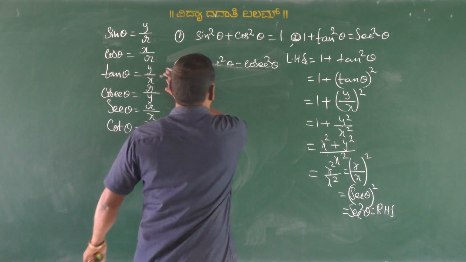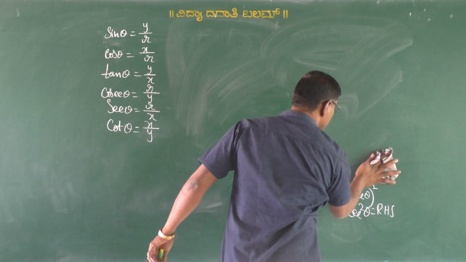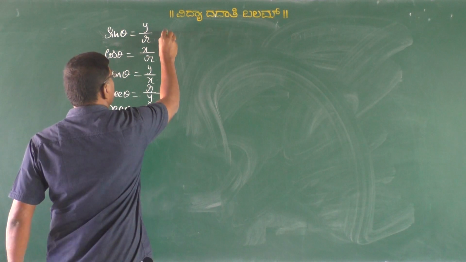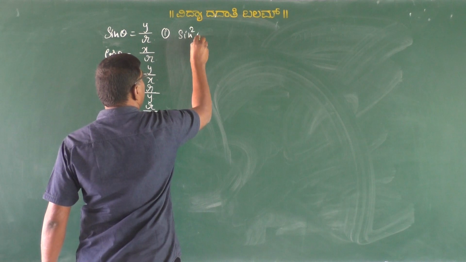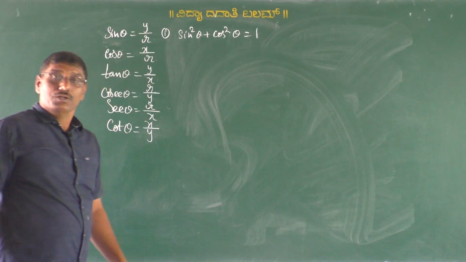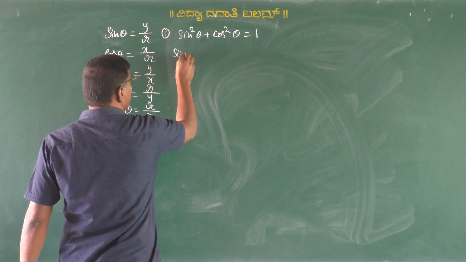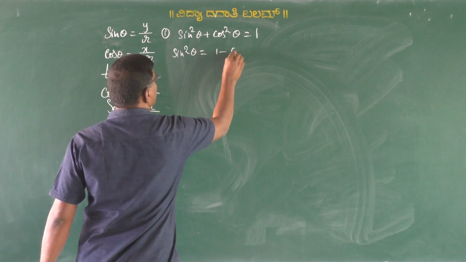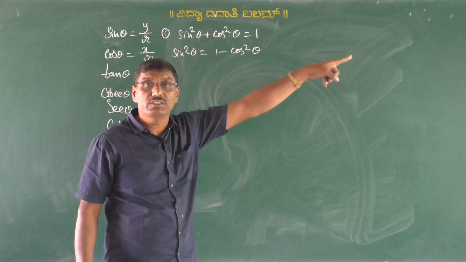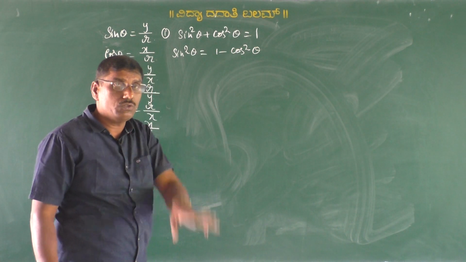Now, we can derive a number of identity formulae from these three formulae. How? See here, one by one. The first one, my dear students, sin square theta plus cos square theta is equal to 1. From this we can write sin square theta is equal to 1 minus cos square theta. How? By transposing cos square theta to the RHS. Are you understood, all of you?